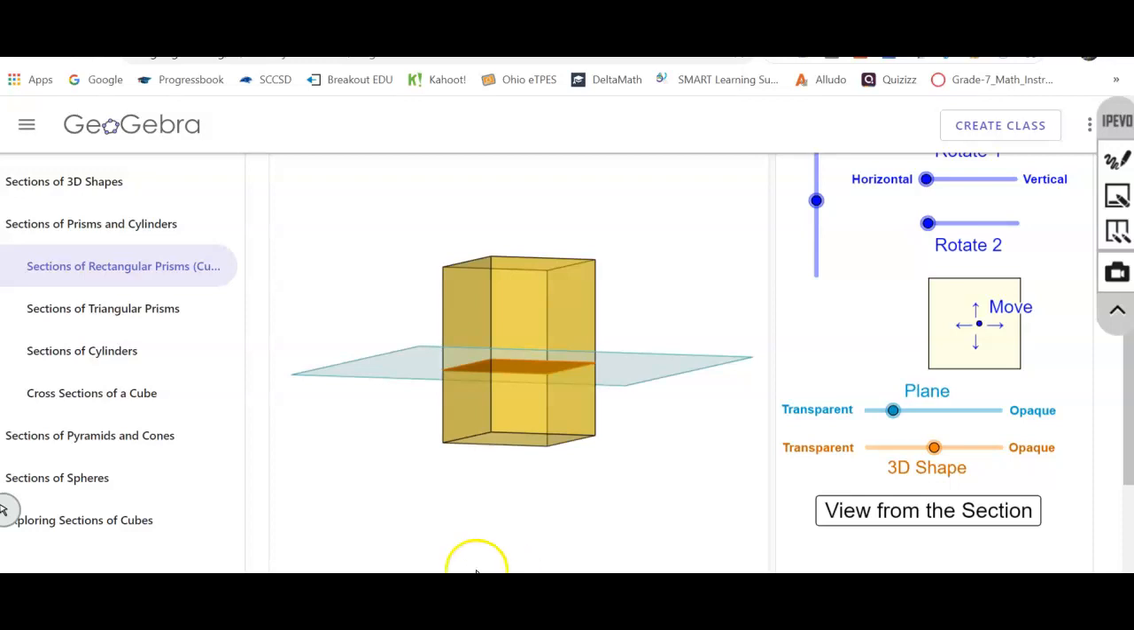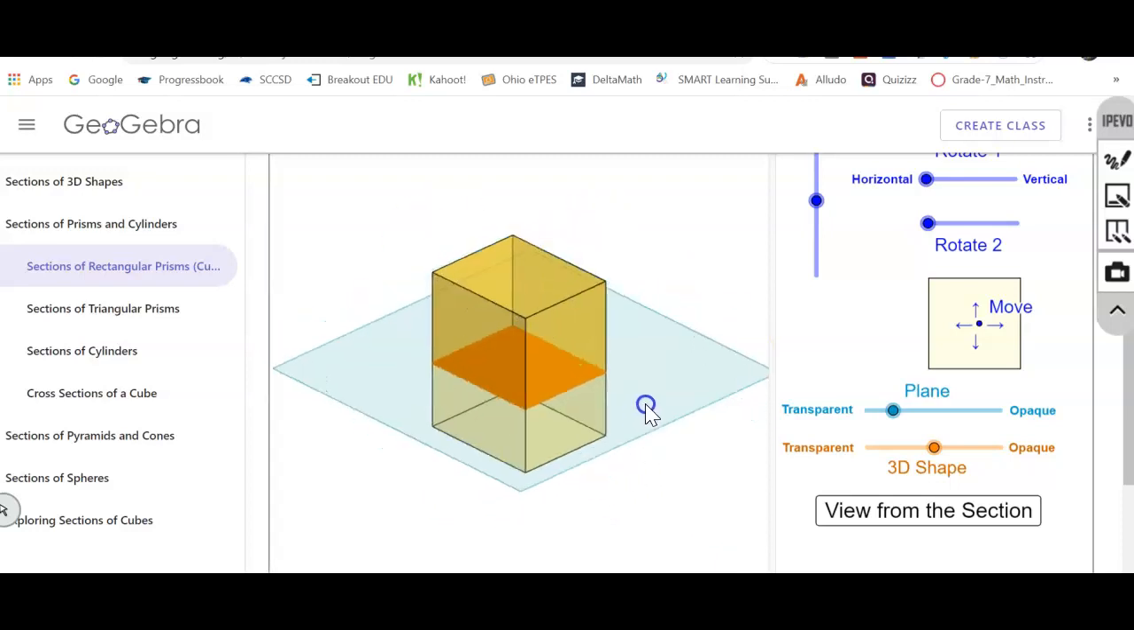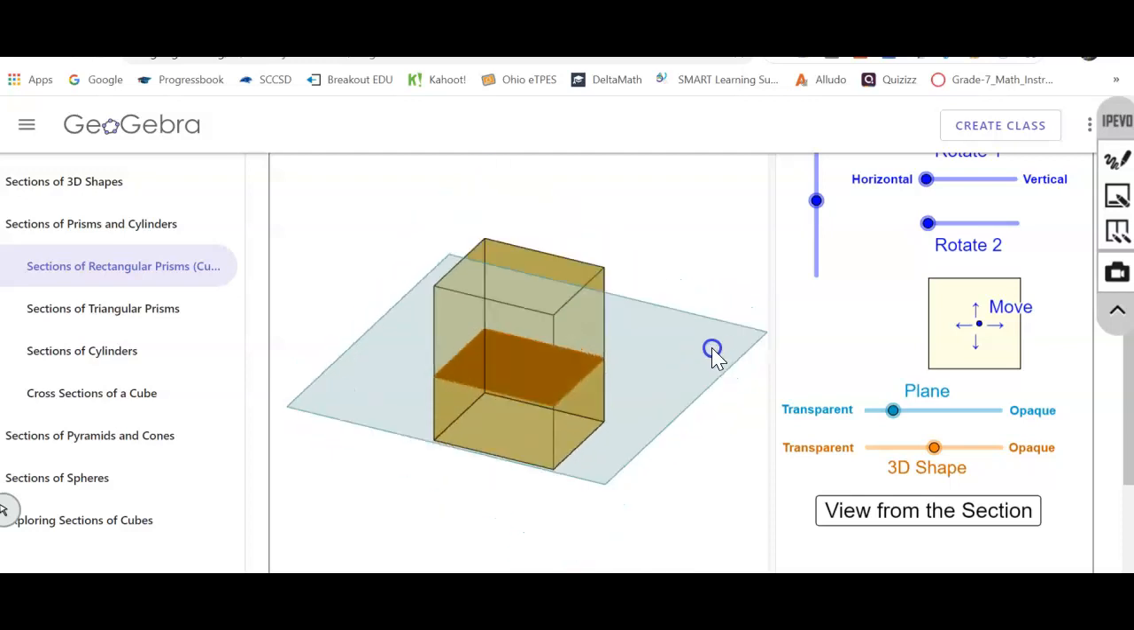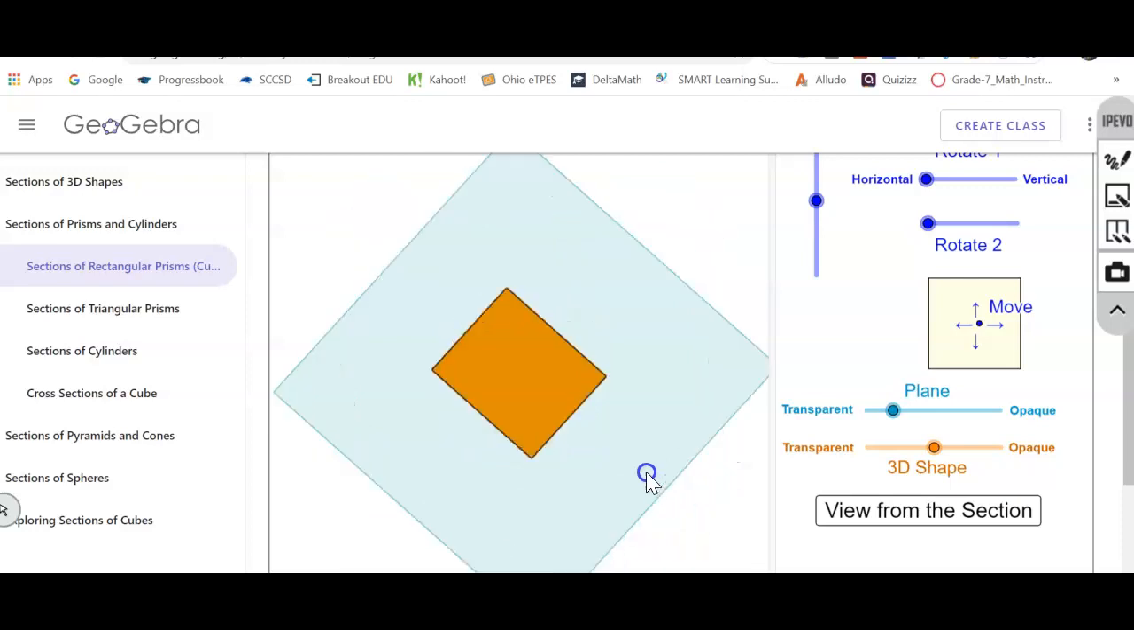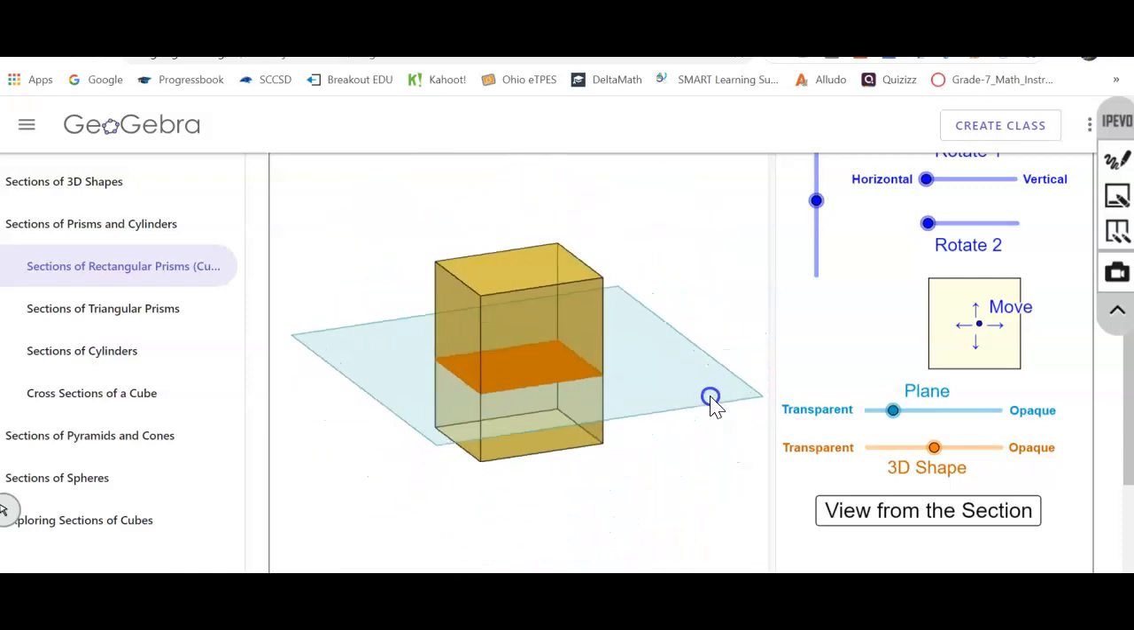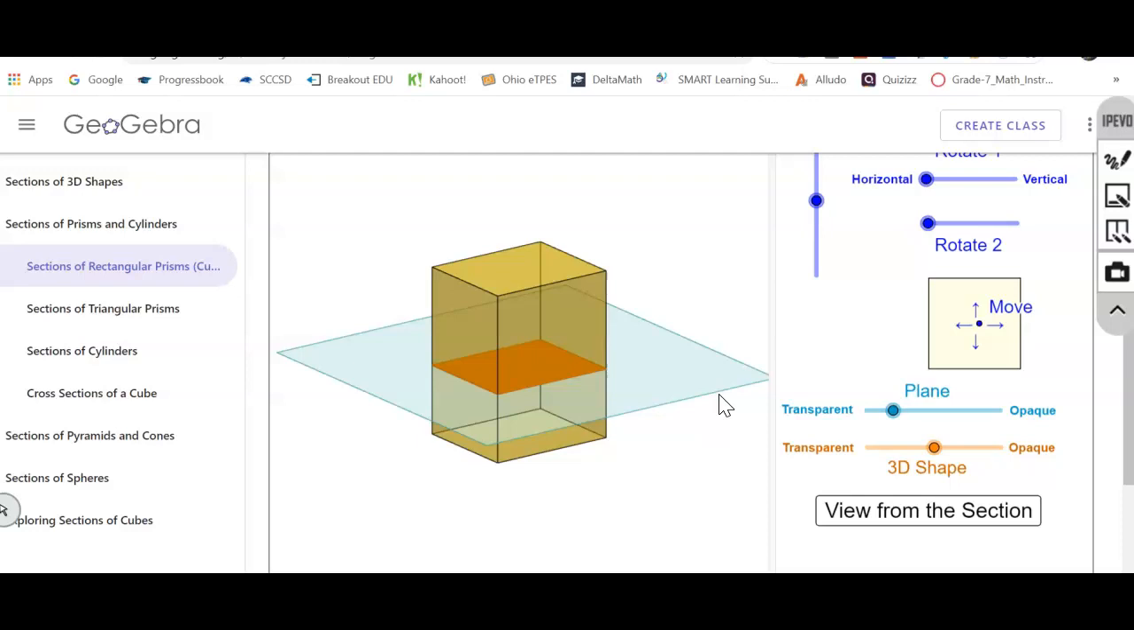In Google Classroom, we have this cross-section tool. And the first thing we're going to look at is a rectangular prism. This is a rectangular prism. Isn't it just a rectangle 3D? Okay, yes. It's a three-dimensional rectangle, which is what we call a rectangular prism. It is two rectangles, top and bottom, enclosed by more rectangles. That's what a rectangular prism is.